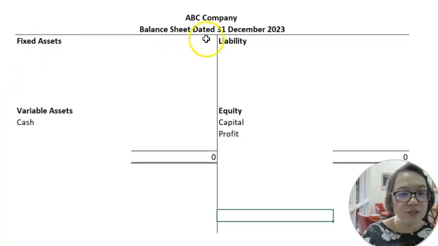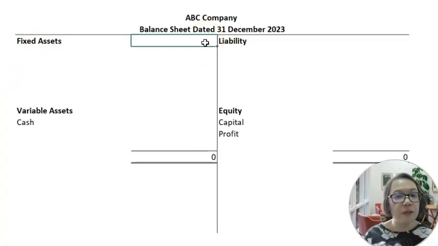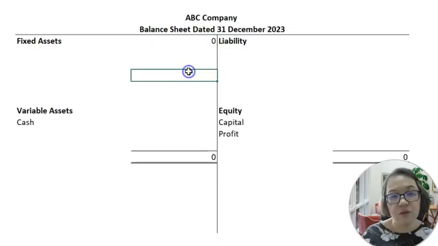For fixed assets, since most of the time the company does not buy fixed assets, the fixed assets will be zero. Fixed assets should be something that you can use for the long term, like the building, tables, chairs, and computers. These are the fixed assets.